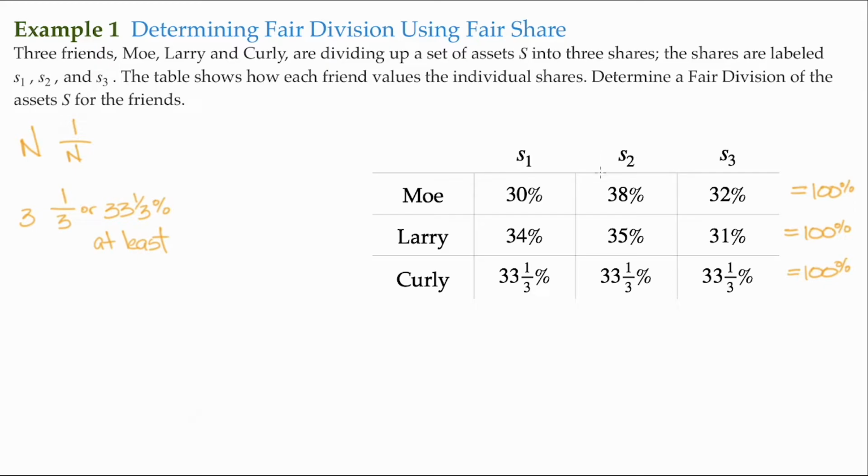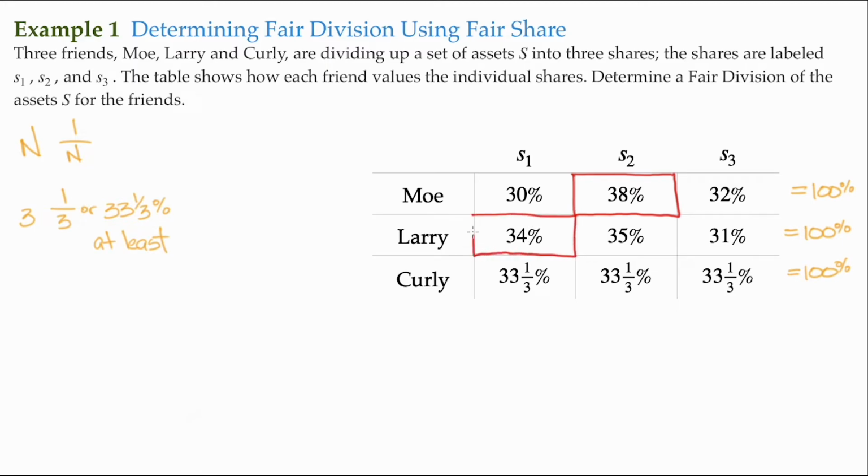So he's going to be awarded the second share. We wouldn't award him the first or the third share because that's less than the 33 1/3% that he's expected to get. Larry, he likes the first share. He's got that at least 33 1/3% and the second share. However, the second share was already awarded to Mo. So then the first share has got to go to Larry. He wouldn't get the third share because that's not at least 33 1/3. So he winds up getting the first share.